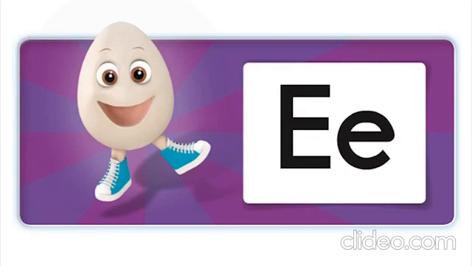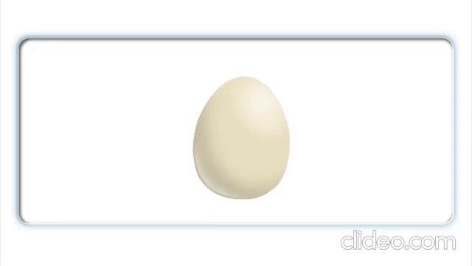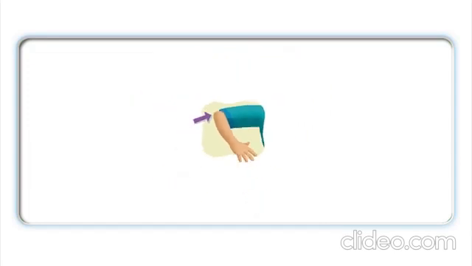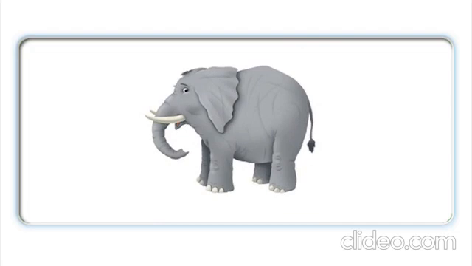Eh, eh, energetic egg. What's the beginning sound? Eh. What letter is this? E. Egg. Elbow. Envelope. Elephant.